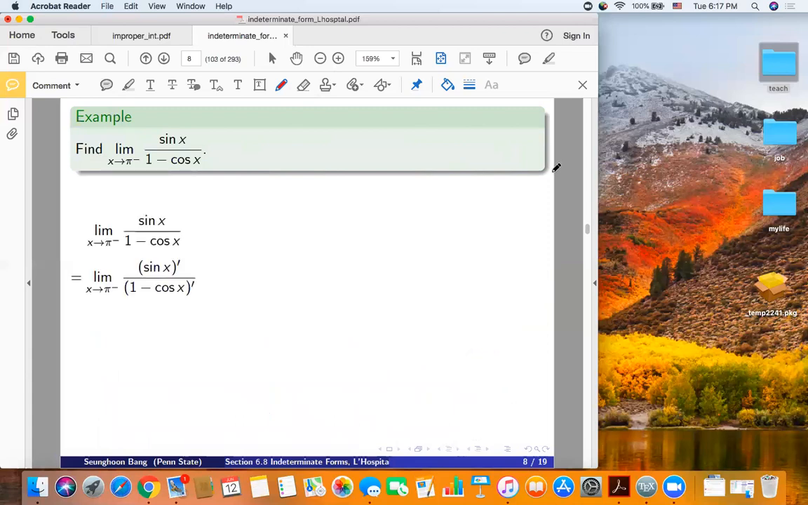The next thing, sine of x over 1 minus cosine of x. We can try L'Hopital's rule. Sine prime is cosine. Cosine prime is negative sine. So we have it. The minus sign becomes a positive sign. The next, what is the answer? So I want to use this one.